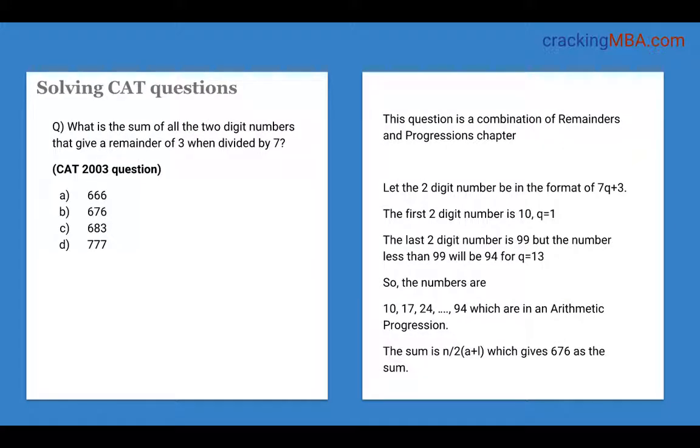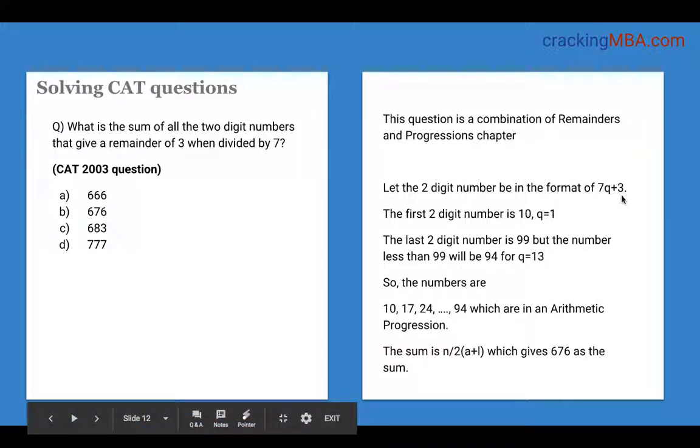Now let us solve some CAT questions. What is the sum of all the two-digit numbers that give a remainder of 3 when divided by 7? This is a CAT 2003 question. This is a combination of multiple concepts of remainders and progressions. Let the two-digit number be in the format of 7q plus 3.